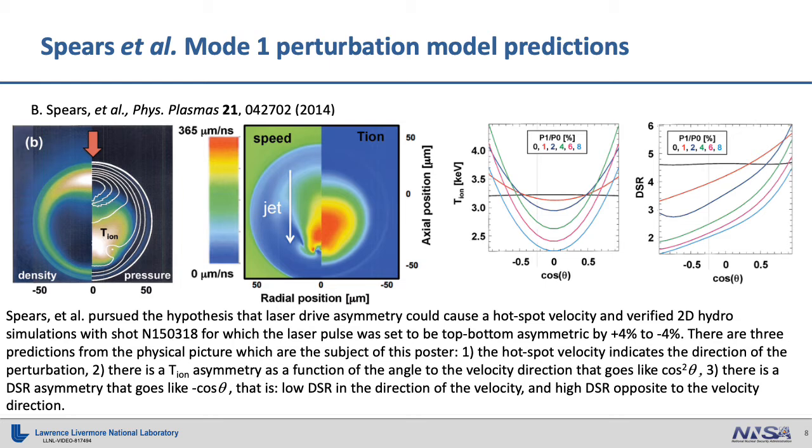1, the hotspot velocity indicates the direction of the perturbation. 2, there is a T-ion asymmetry as a function of angle to the velocity direction that goes like cosine squared theta. And 3, there is a DSR asymmetry that goes like minus cosine theta. That is, low DSR in the direction of the velocity, high DSR opposite to the direction of the velocity.